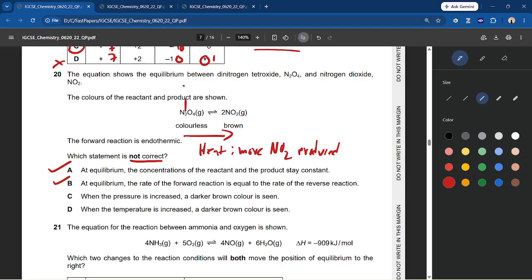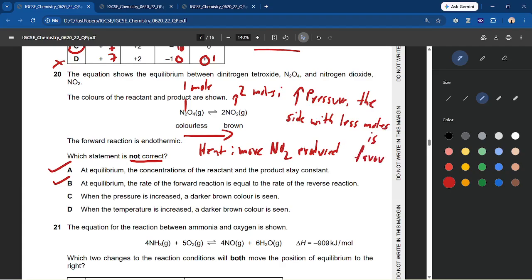So let's take a look. You have 1 mole here, and you have 2 moles here. So when you increase pressure, the side with fewer moles is favored. So keeping that in mind, because this has more moles, this isn't correct. You're going to see the brown color disappear.